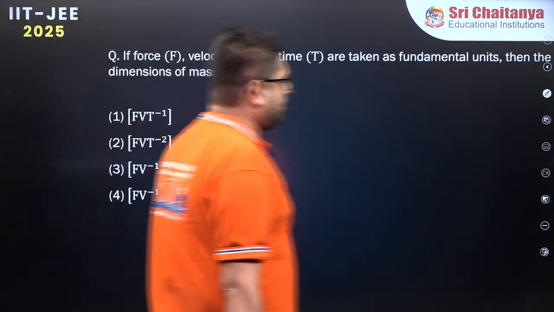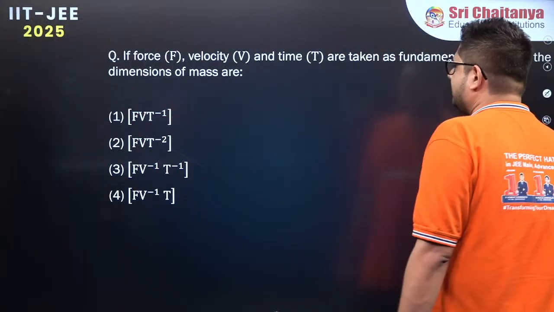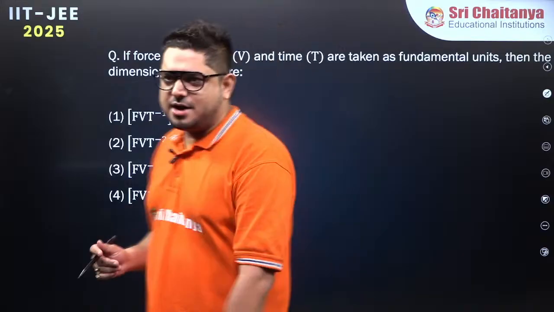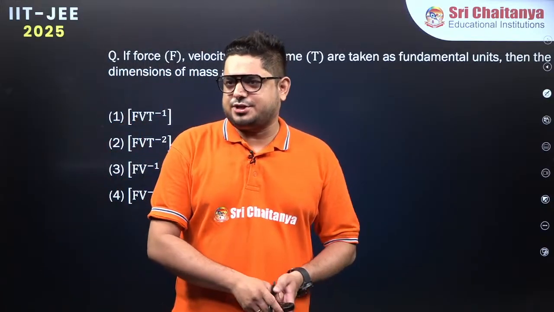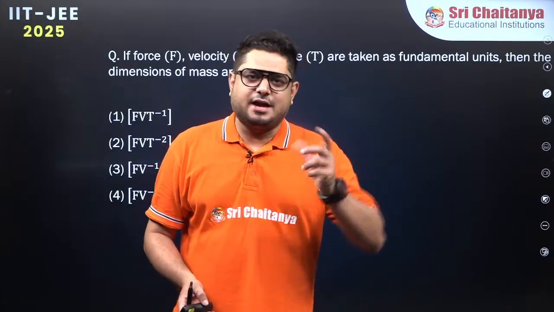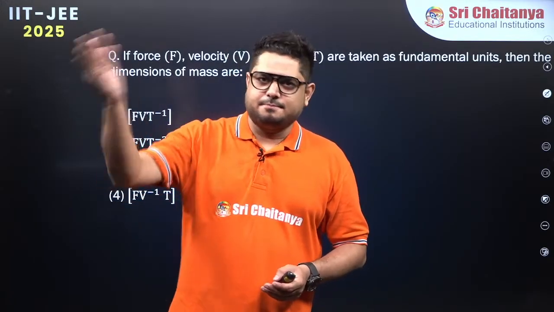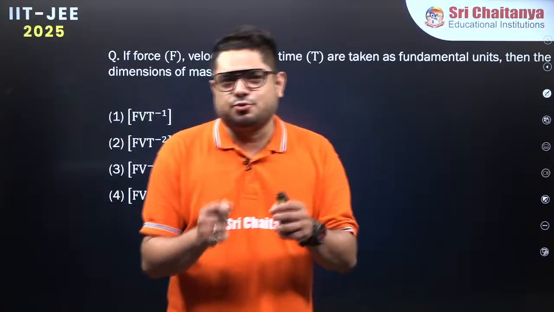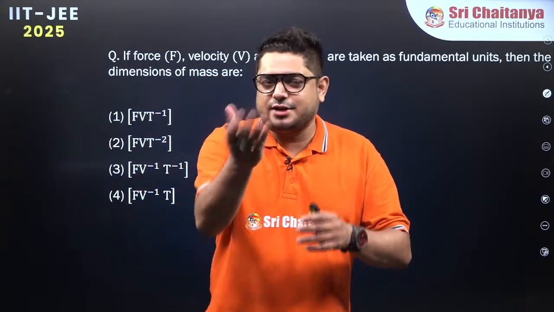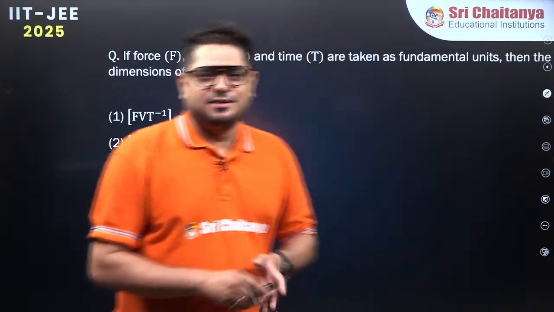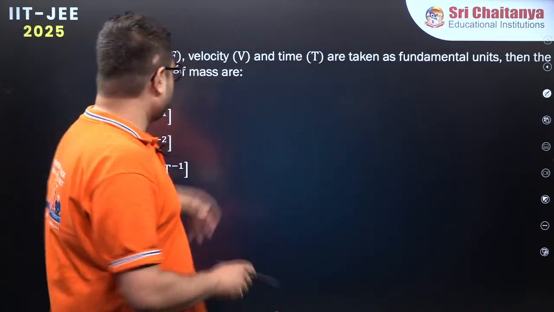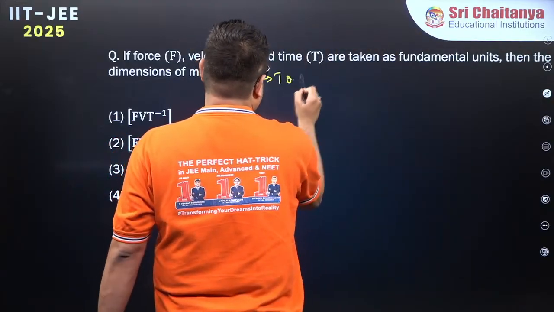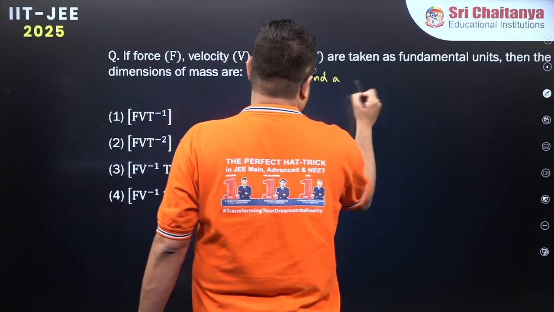Now comes a very important, interesting question over here. You can see that if force, velocity and time are taken as fundamental units, then what is the dimension of mass? So now what is this question all about? This question is all about finding out the dimensions of one physical quantity from the given physical quantities. In other words, they are asking you to derive a formula. They're asking you to derive an equation, a formula of unknown parameters.